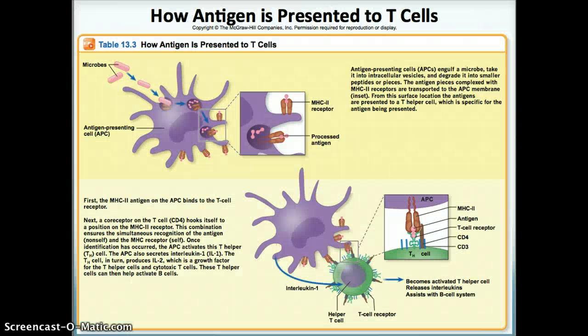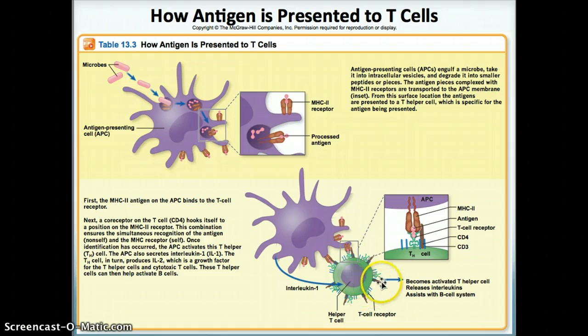This is table 13.3, and up at the top there's a microbe that is grabbed or engulfed by an antigen-presenting cell. This could be a macrophage or a dendritic cell. It's going to be broken down and processed in some way, and then part of it is going to be displayed or presented by our MHC2 receptor. This is a point where a T helper cell can come along. That MHC2 antigen will then bind to our T helper cell.